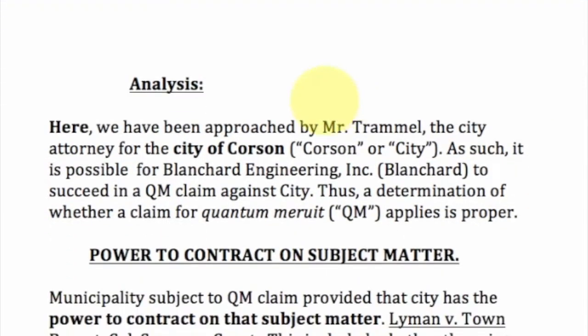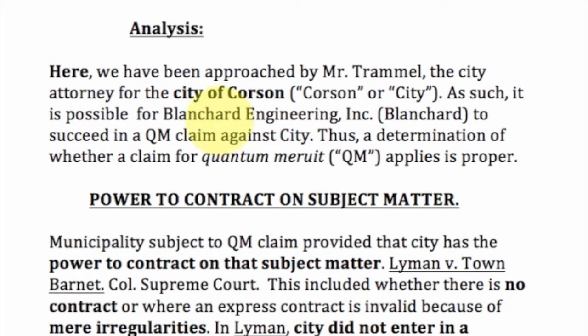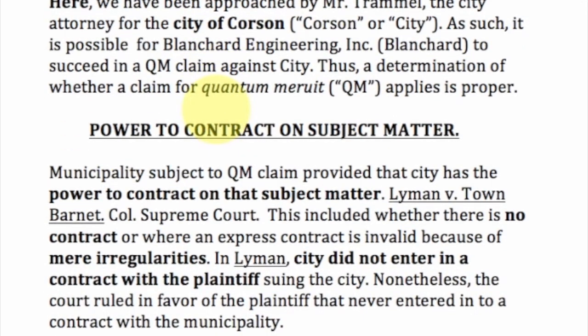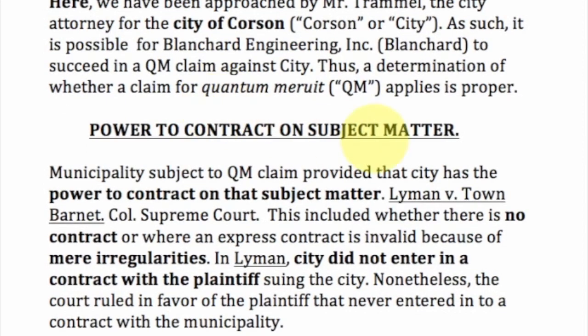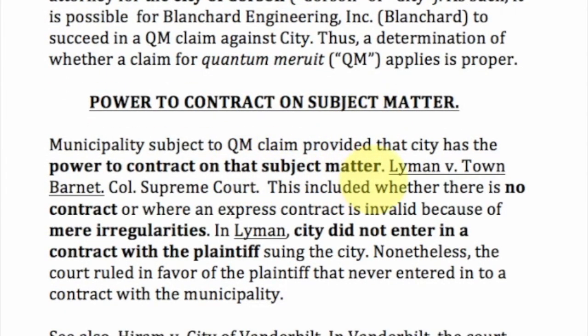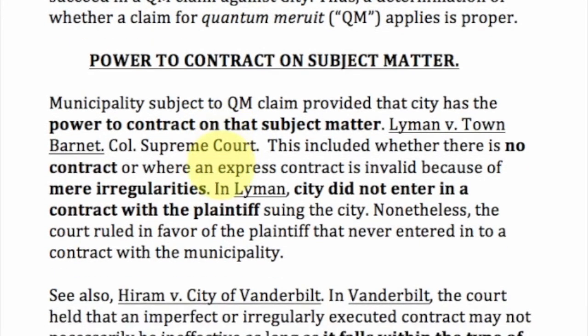And the analysis, of course, here you are dealing with a private party suing the city, or a potential lawsuit against the city of Corson, and power to contract on subject matter. Here we have the case Lyman. There were a lot of rules coming from that particular case. A municipality is subject to quantum meruit, which I wrote as QM, provided that the city has the power to contract on that subject matter.